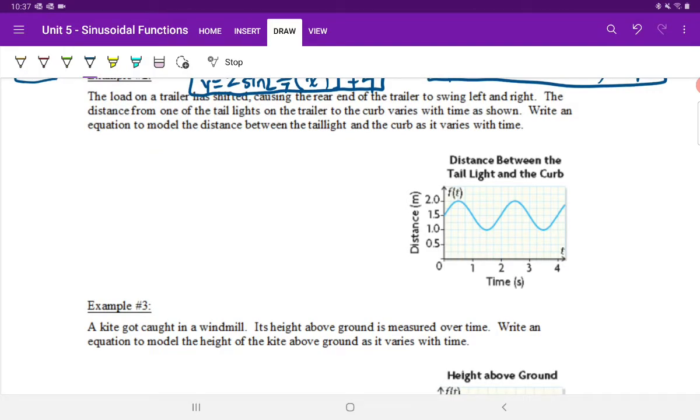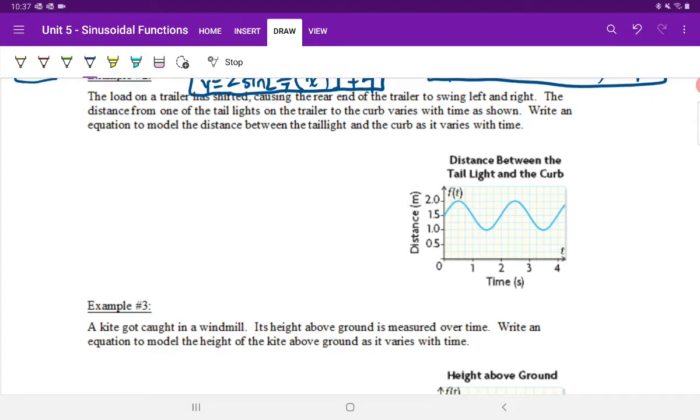All right, let's look at another example. The load on a trailer has shifted, causing the rear end of the trailer to swing left and right. The distance from one of the taillights on the trailer to the curb varies with the time as shown. Write an equation to model the distance between the taillight and the curb as it varies with time.